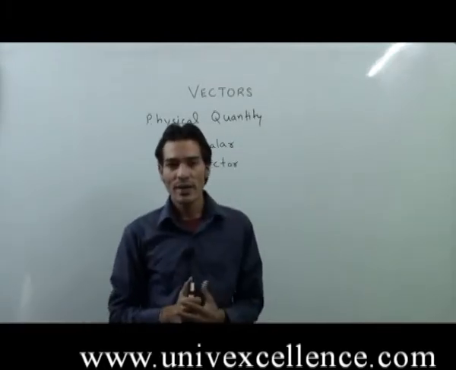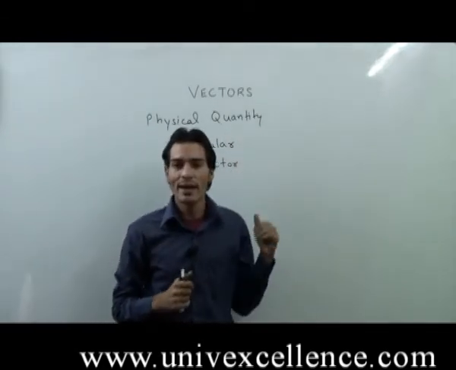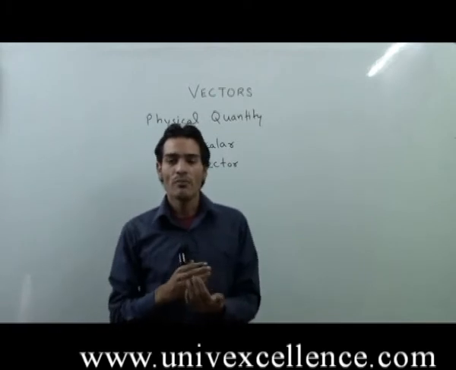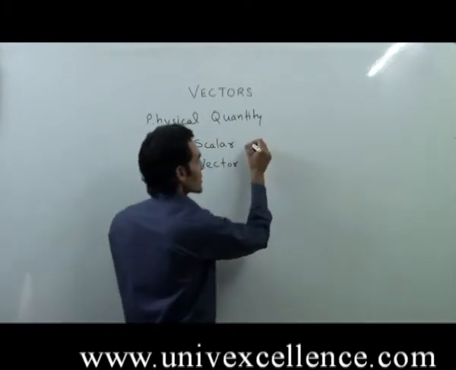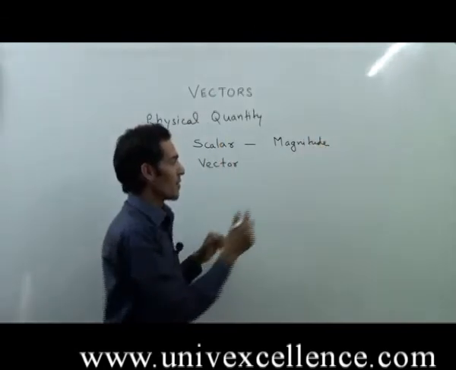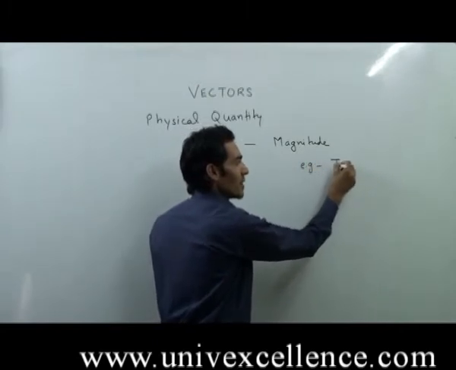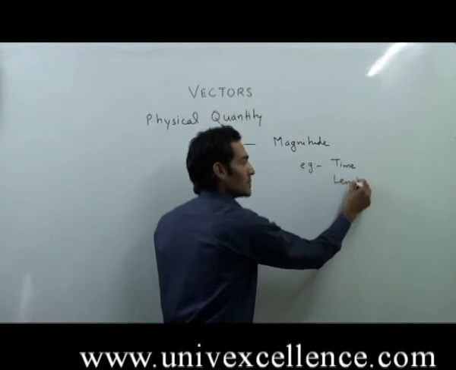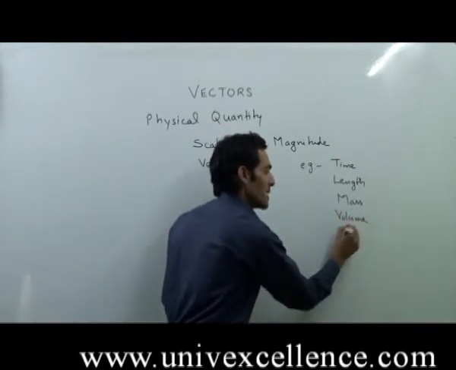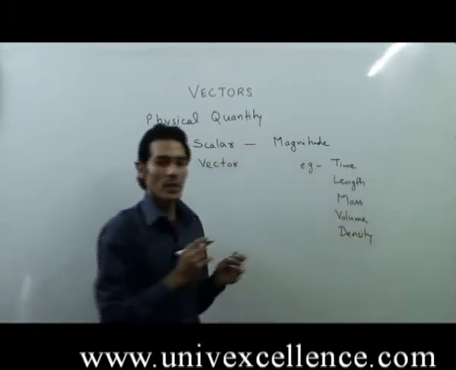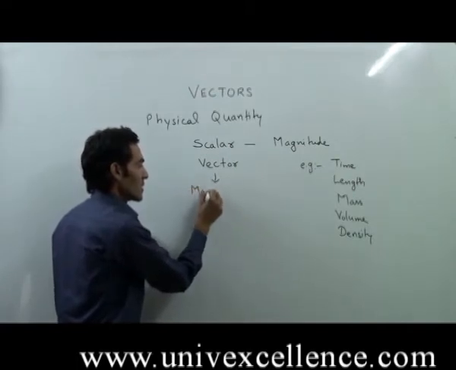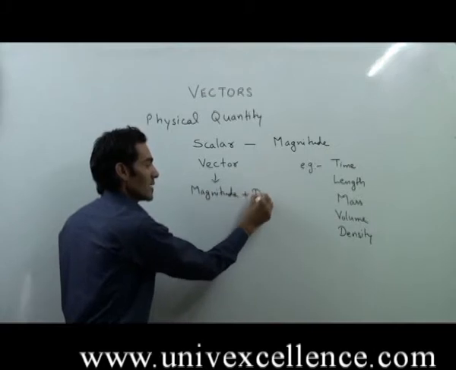Now, scalars are those physical quantities which have only magnitude, but they don't have any direction. For example, number of apples in a basket, number of pen lines on a table, or time, mass, length, volume. So scalar quantities are the quantities that have only magnitude but no direction. For example, in terms of physical quantities, we have time, length, mass, volume, density, temperature, and so on. But for vector quantities, magnitude as well as direction is necessary.